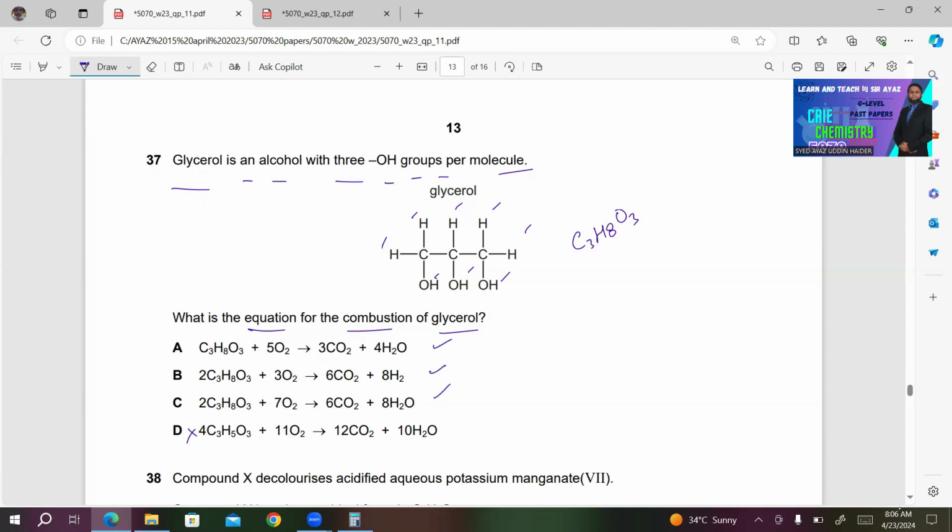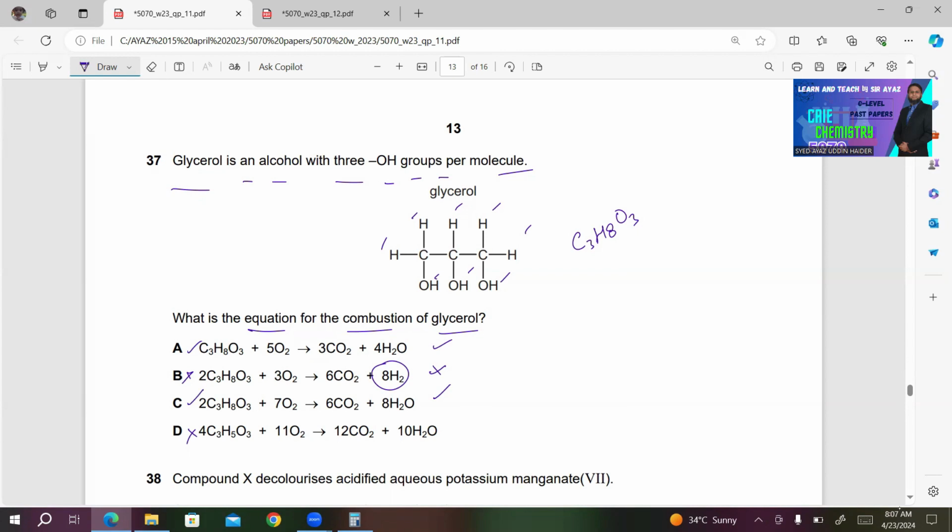Okay, let's see the other choices. B is also incorrect. The reason is that one of the products is H2. You can't get H2 during the combustion reaction. You will get carbon dioxide and water. So either A is correct or C is correct.